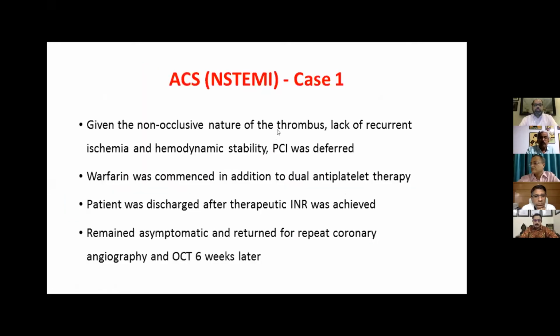So given the non-occlusive nature of the thrombus and lack of recurrent symptoms, PCI was deferred. We didn't stent this patient. We added warfarin apart from the dual antiplatelet therapy, the lumen was good. We did not put a stent. So even after 48 hours with a 2B3A receptor blocker, there was enough thrombus. So what we put in this patient was warfarin. A therapeutic INR was achieved, and the patient remained asymptomatic. So you have three treatments: two antiplatelets and warfarin at a low therapeutic INR.